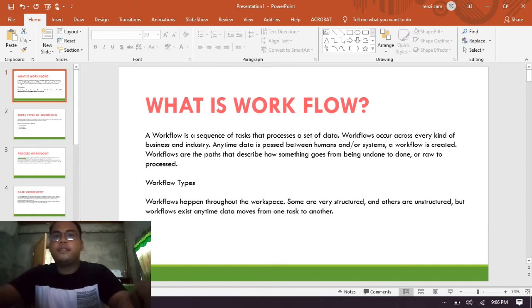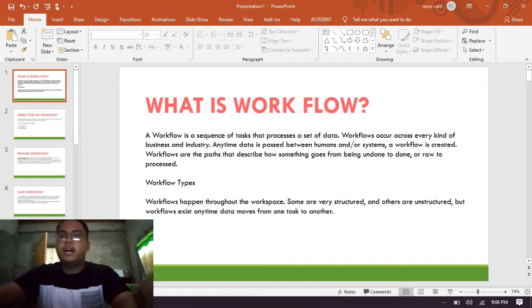My first topic is all about workflow. A workflow is a sequence of tasks that processes a set of data. Workflow occurs across every kind of business and industry. Anytime data is passed between humans and or systems, a workflow is created. Workflows are the path that describes how something goes from being undone to done, from raw to processed.